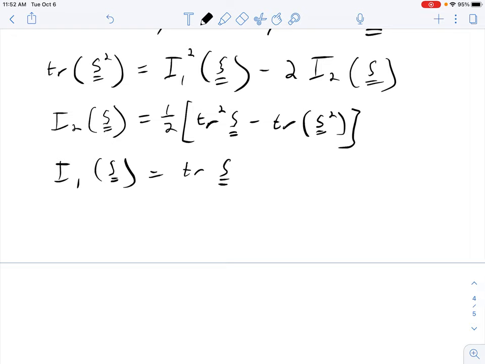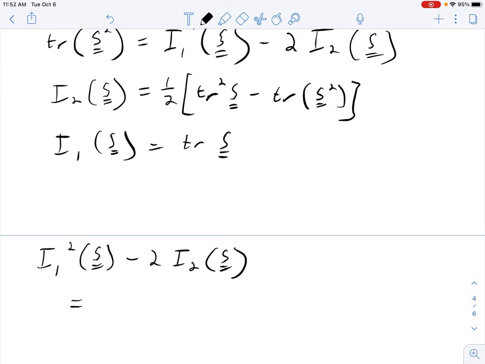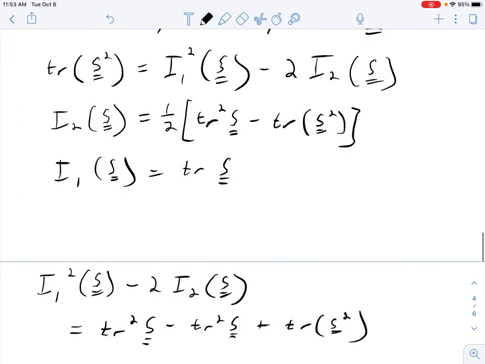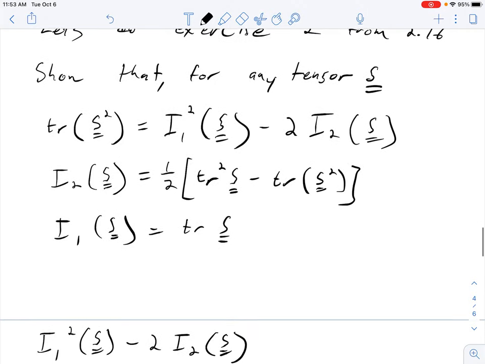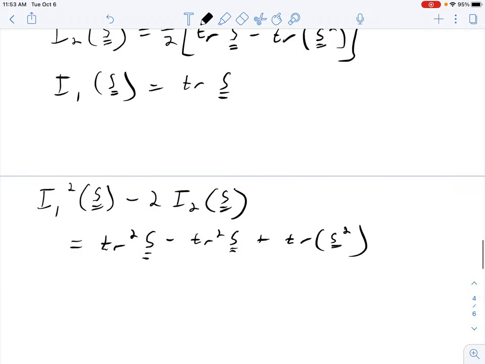So if we write out I1 squared of S minus 2 I2 of S, that gives us the trace squared, and then minus the half's going to go away, trace squared of S, and plus the trace of S squared. Okay, so the trace of S squared is equal to I1 squared minus 2I2. Well, that's what we were trying to prove. So that was pretty easy.